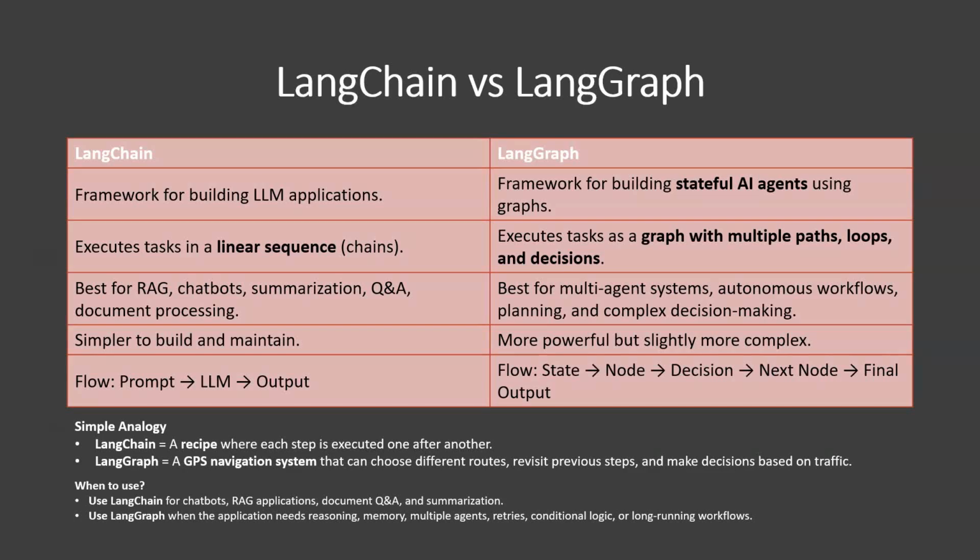So when to use LangChain and LangGraph: we can use LangChain for chatbots, RAG applications, document Q&A, and summarization. And we can use LangGraph when the application needs reasoning, memory, multi-step agents, conditional logic, and/or long-running workflows.